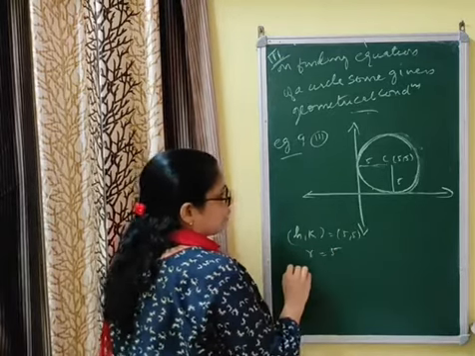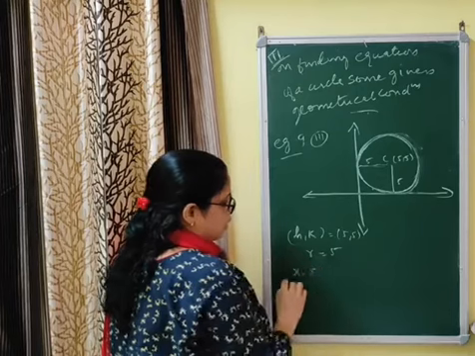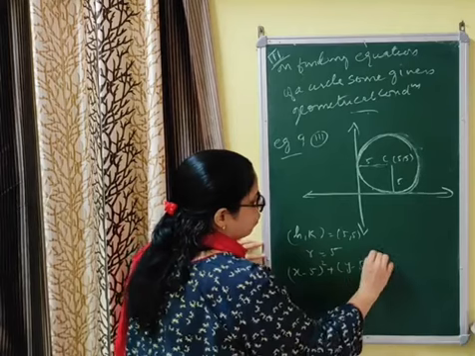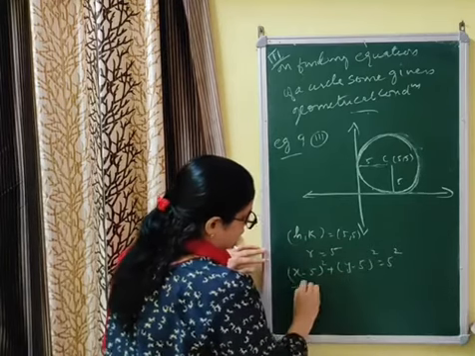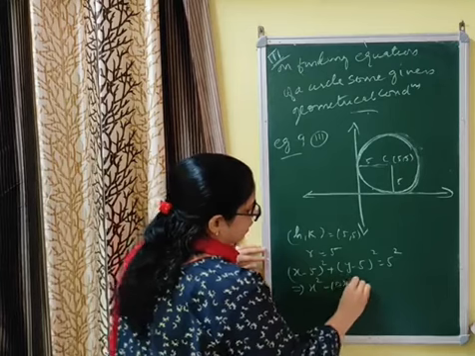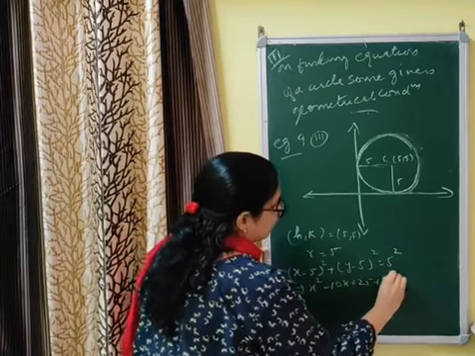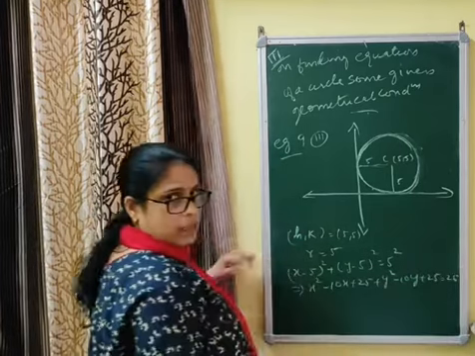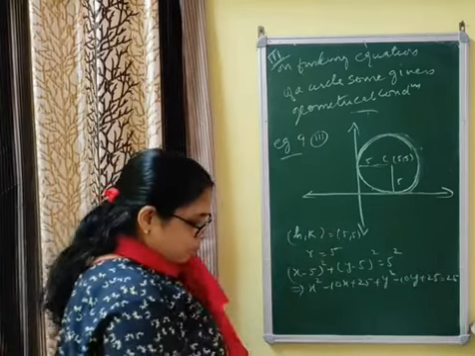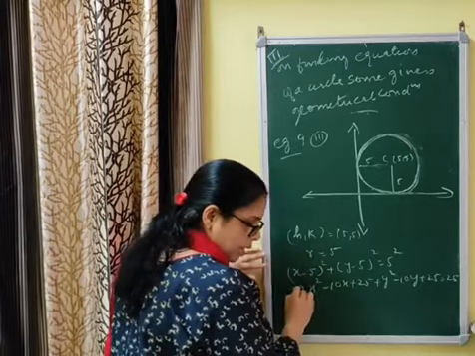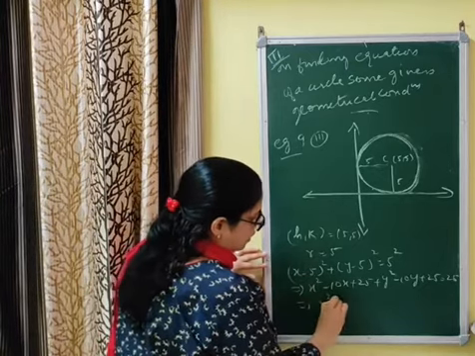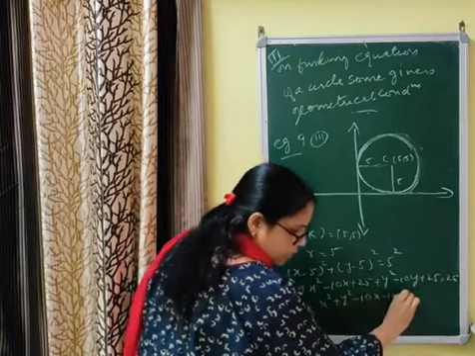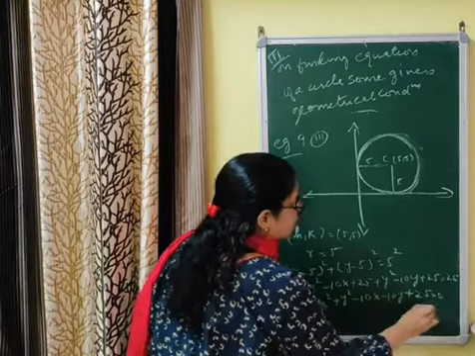By the central form of the equation of a circle, the equation of this circle is (x minus 5) whole squared plus (y minus 5) whole squared equals 5 squared. That implies x squared minus 10x plus 25 plus y squared minus 10y plus 25 equals 25, just by putting the values. Now by simplification, the extra 25 gets cancelled, and you get x squared plus y squared minus 10x minus 10y plus 25 equals 0. This is the third part.